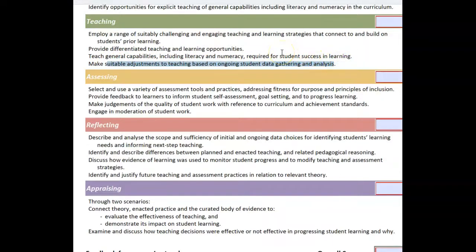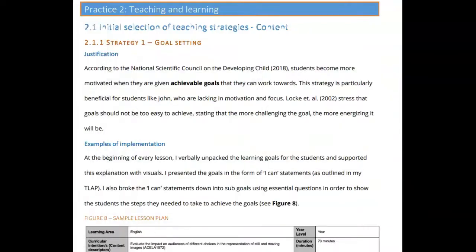So, I've encouraged people to maybe combine those two together, because there's overlap between a strategy, whether it's differentiated or not, as long as we have a range and we have differentiated learning. So let's go into this sample.